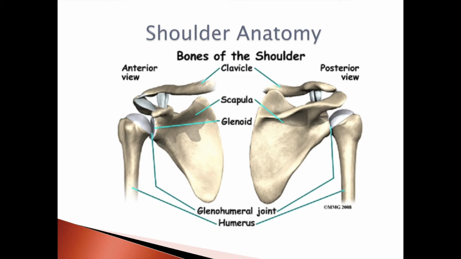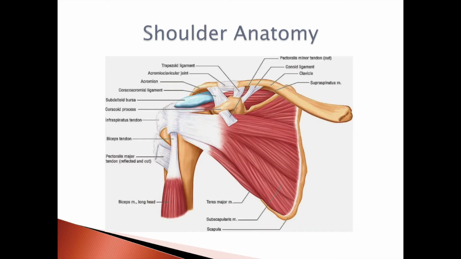Now, the shoulder itself is the most mobile joint in the body. It can move through 180 degrees of motion, and it has quite a complex network of muscles and tendons to make sure that the shoulder can stay functional, strong, and remain stable. So as you can see, this is an image of that complex muscular and tendinous network.